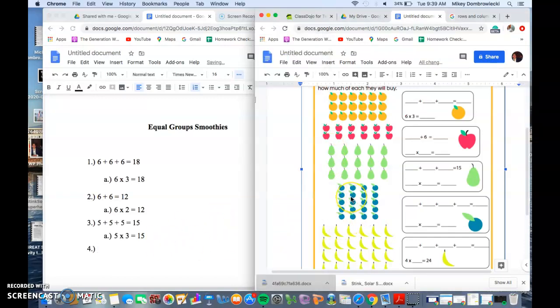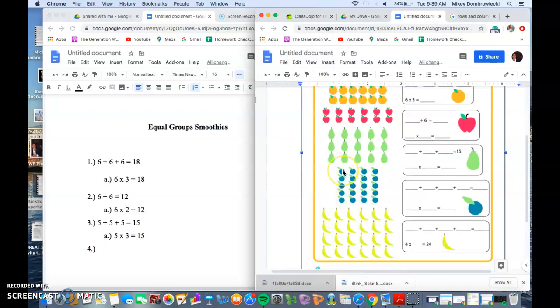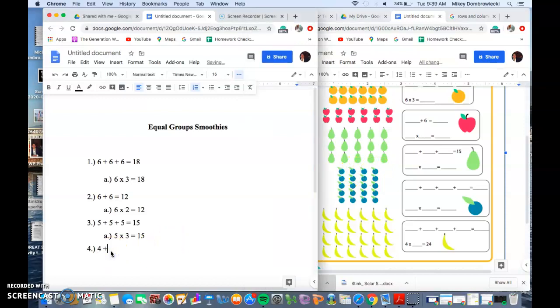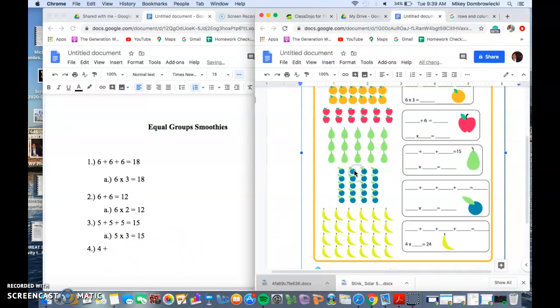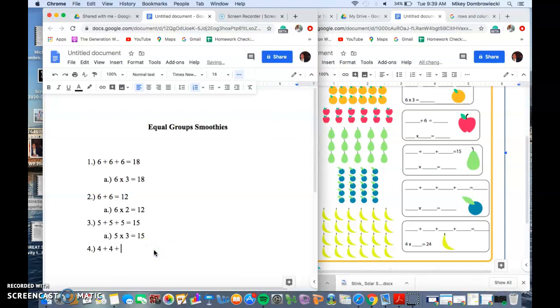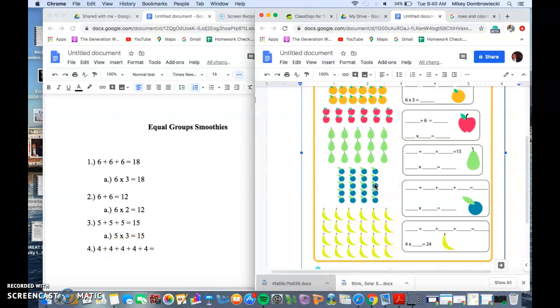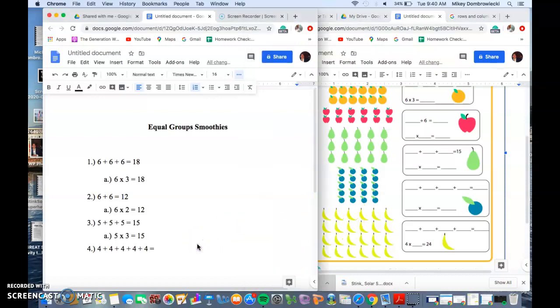Number 4. We got blueberries. We got 1, 2, 3, 4 blueberries in how many rows? 1, 2, 3, 4, 5. So we got 5 rows of blueberries. So we know we're going to do 4 plus 4 plus 4 plus 4 plus 4, because each of the 5 rows has blueberries in it in the same amount, which is 4. My bad.